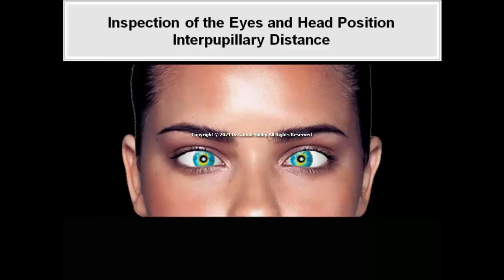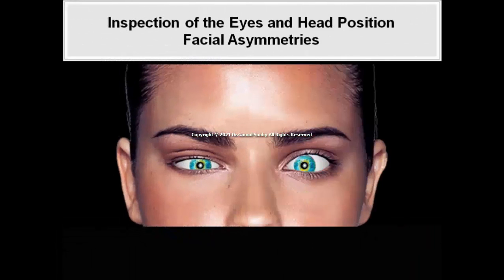Unusually narrow interpupillary distance may create the impression that an esotropia is present, while large interpupillary distance may create the impression that an exotropia is present. Facial asymmetries also may create the impression that a hypertropia is present.